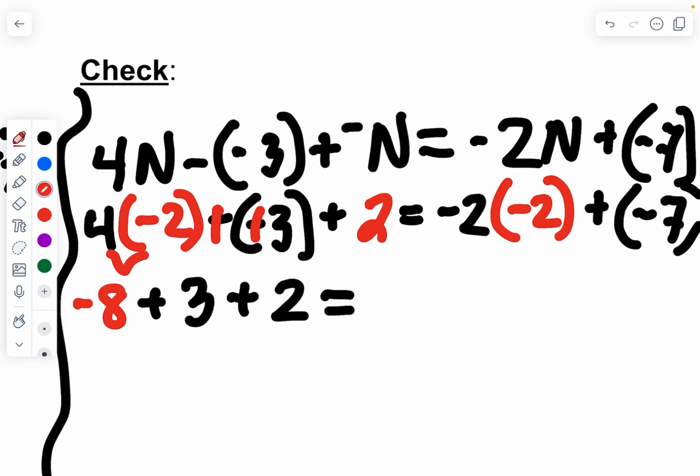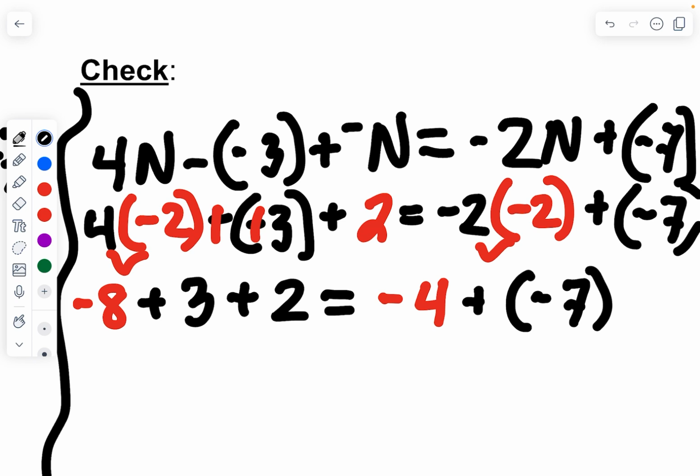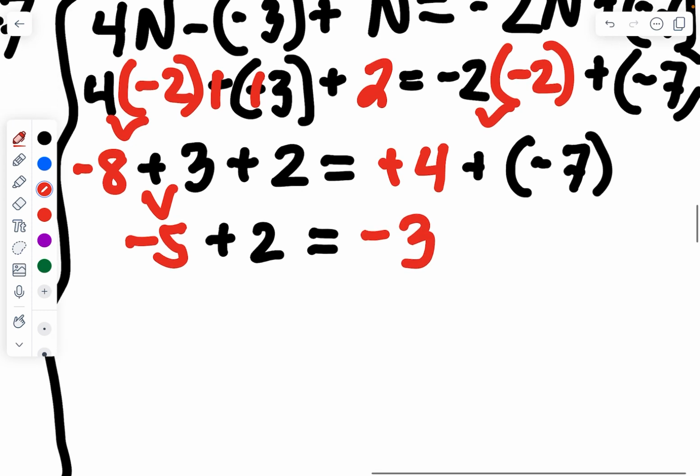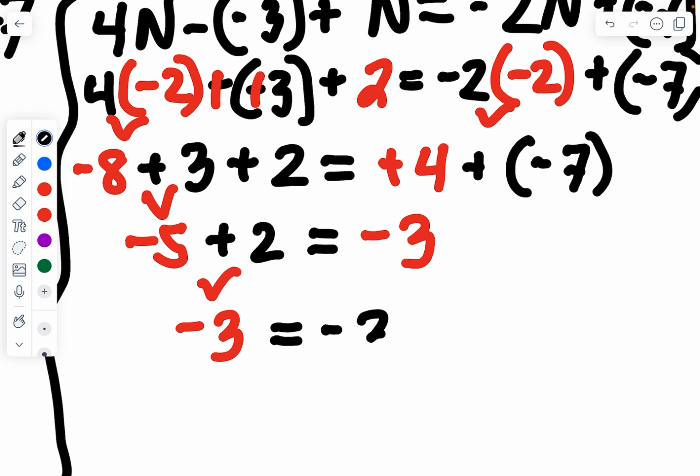I'm going to multiply these and get negative 4 plus a negative 7, positive 4. Negative 2 times negative 2 is a positive 4. I end up with negative 5 here, plus 2. And when I bring the 7 plus a negative 7, I get negative 3. And negative 5 plus 2 is negative 3. So I end up with negative 3 equals negative 3.